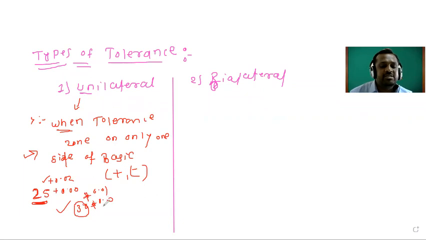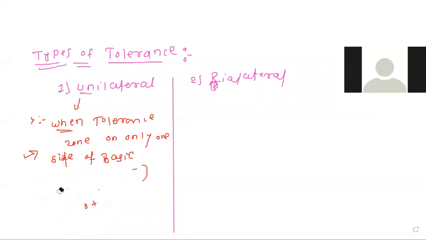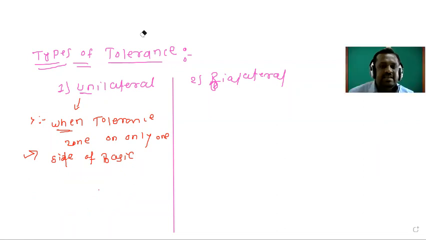We are showing the dimensions in only one direction. Either we have to show on the positive side or only on the negative side. That means we have to show the dimension on only one of the two sides. It is called the unilateral tolerances. Okay, understood? Yes, sir. Okay. And tell me the next example.